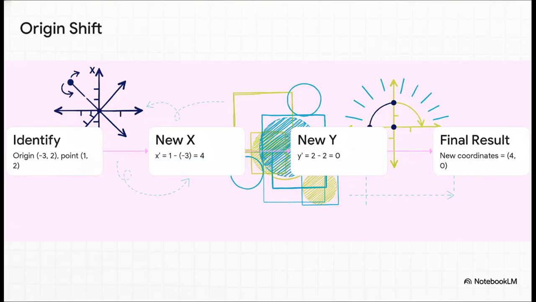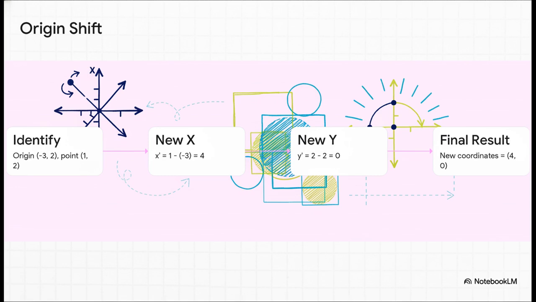Let's test this out with example 13.26. Suppose our original point is sitting at (1, 2), and we decide, hey, let's shift our origin to (-3, 2). Let's use our translation cheat code. For our new x prime, we take our original x, which is 1, and subtract our new origin h, which is -3. 1 minus -3 is 4.